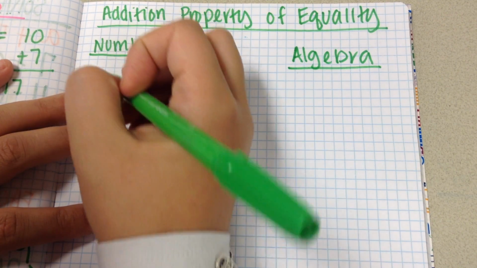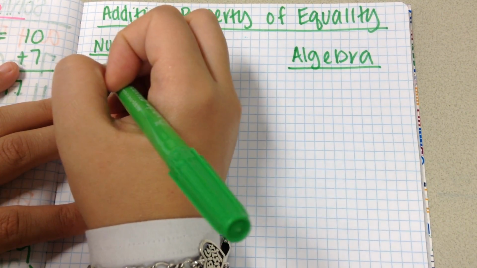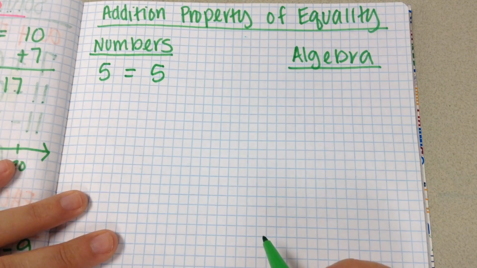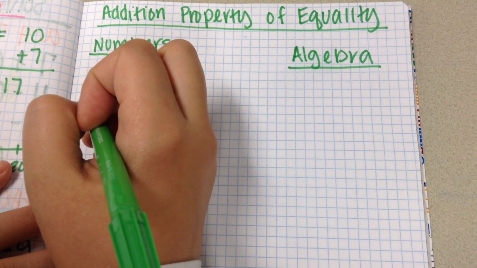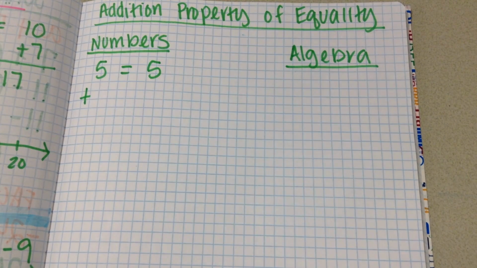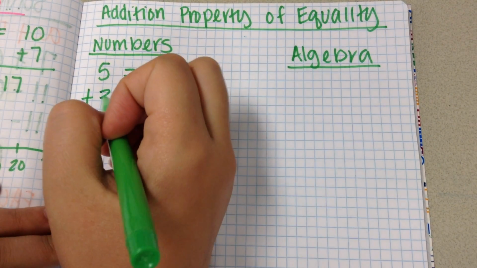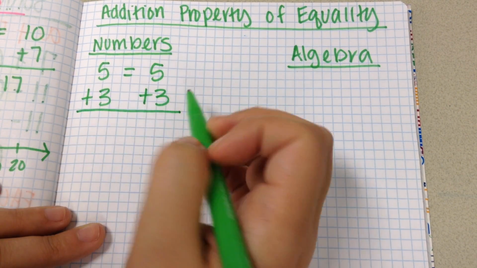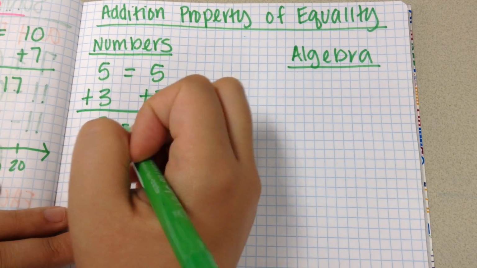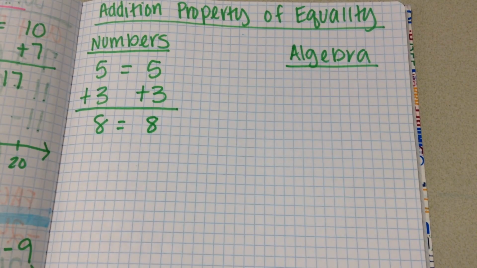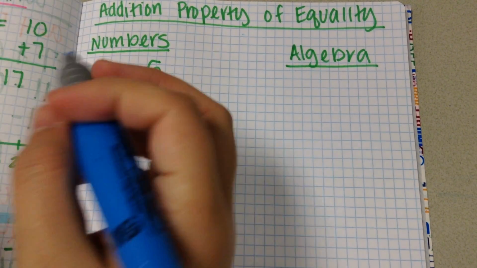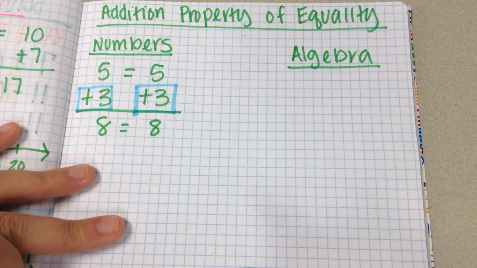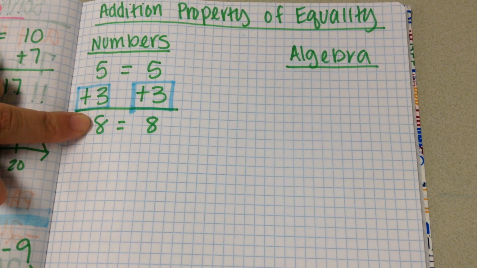So let's say we have 5 is equal to 5. Okay. Now, if I add 3 here, and I add 3 here, I get the same number. 8 is equal to 8. So, just because I added the same thing on this side and this side, I can keep my balance. Okay?